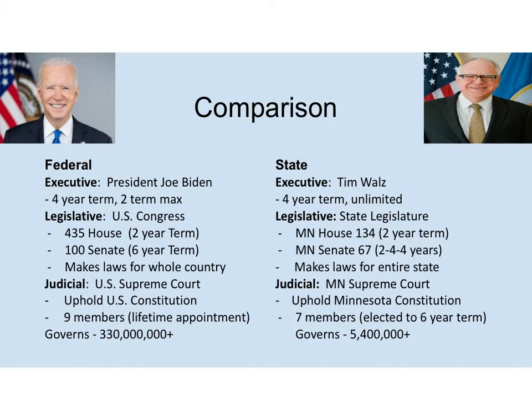Finally, we have the judicial branch, which is led by the U.S. Supreme Court. They uphold the U.S. Constitution and interpret the laws for us. There are 9 members, and they have lifetime appointments. On the federal side, the federal government governs over 330 million people.